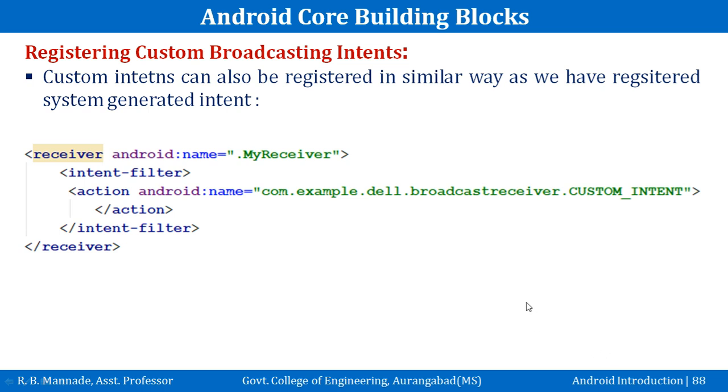Okay, in the previous case, in the case of system generated broadcast messages, the string for the name was android.intent something class, and then dot the name of the predefined system generated message. It will be BATTERY_LOW or system rebooted or BOOT_COMPLETED, etc., etc. Okay, so in this way we can register our custom broadcast message into the Android manifest.xml file.